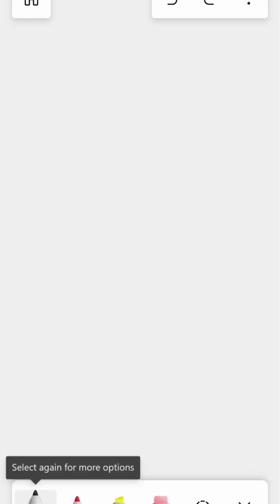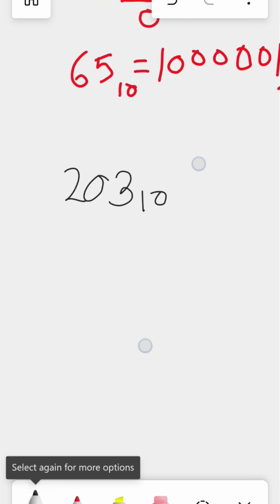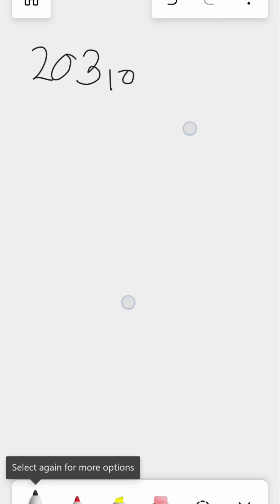We will try to do one more. Suppose now the question is 203. That is a decimal number. We have to convert it into binary. To do that, at first we will write 203 in division form.